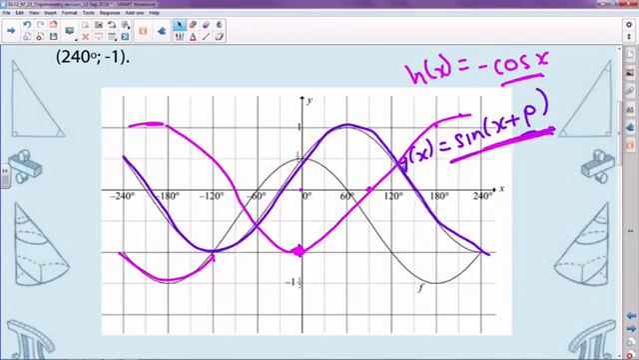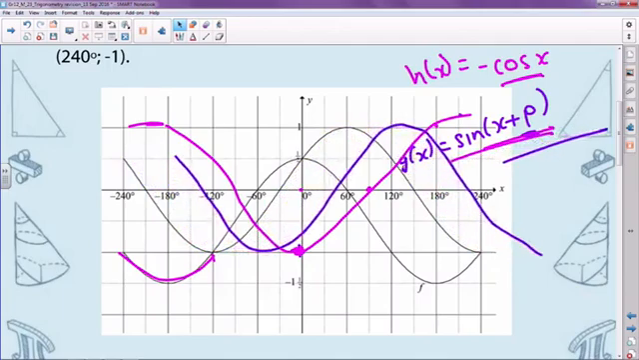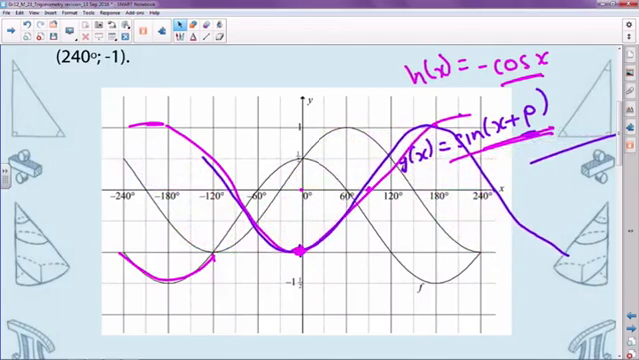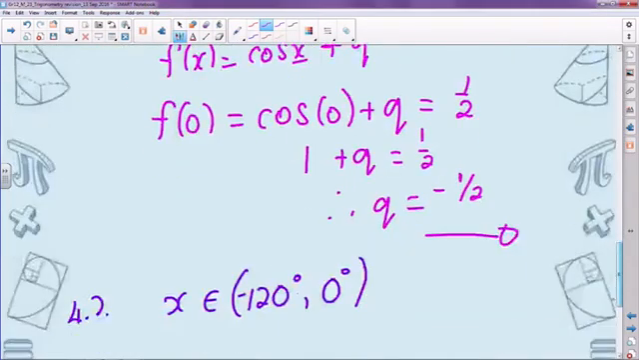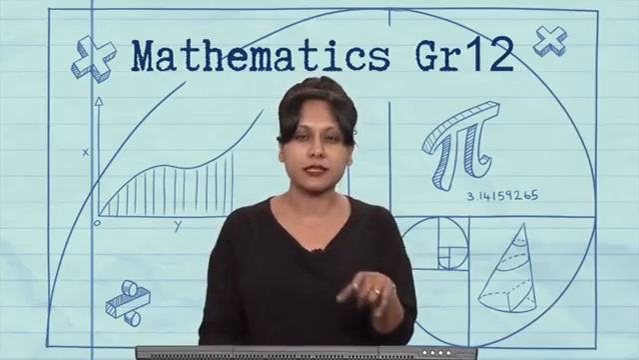If I move this sine graph, sine of x plus 30 degrees, if I move it 120 degrees to the right, I end up with the negative cos x graph. And certainly other transformations could give you the same answer, but the one answer here is move the graph 120 degrees to the right. There is more than one way, however, guys, to get to that same answer.